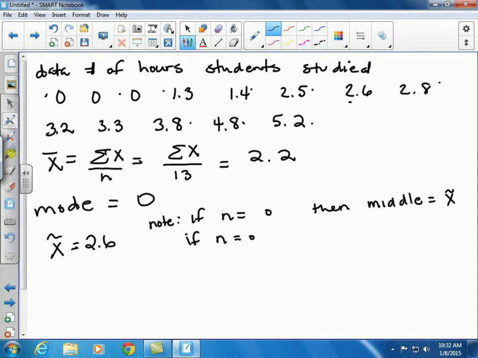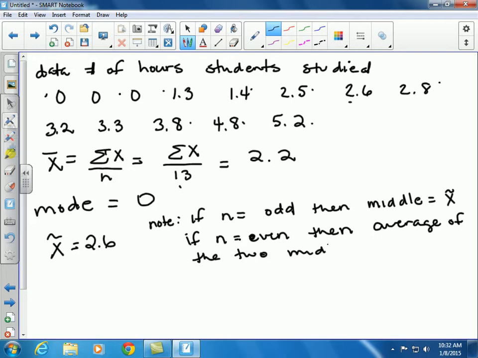I'm sorry about that. If n is odd, just like we had here, we had 13, n was odd, so we chose the middle. If n is even, then the average of the two middle values equals the median. So you want to make sure that you know if you have an even number of data points or an odd number of data points.